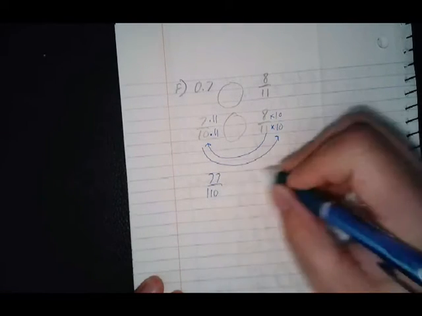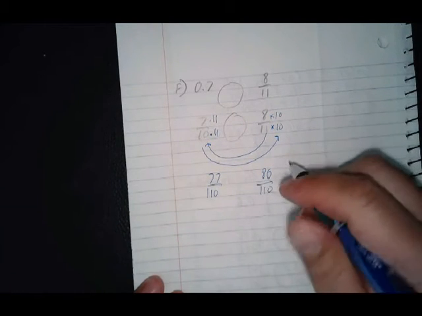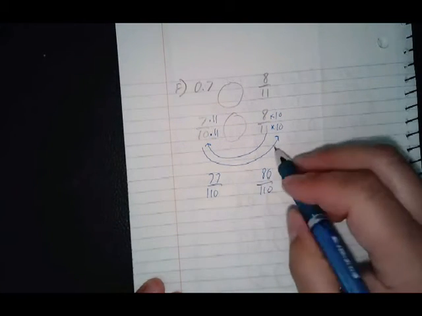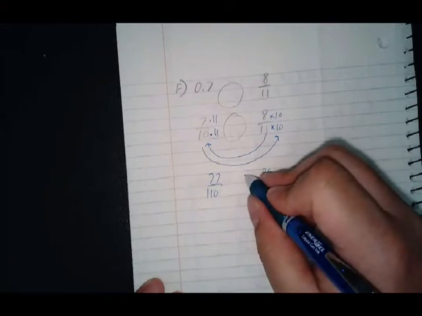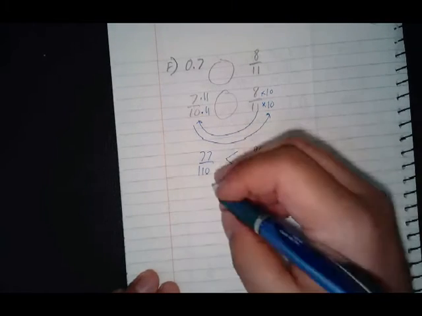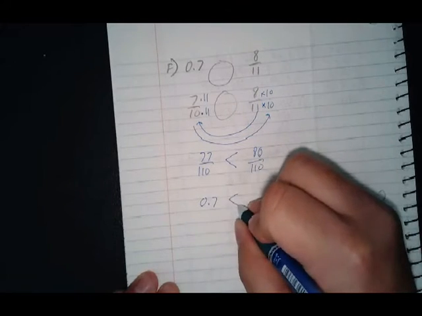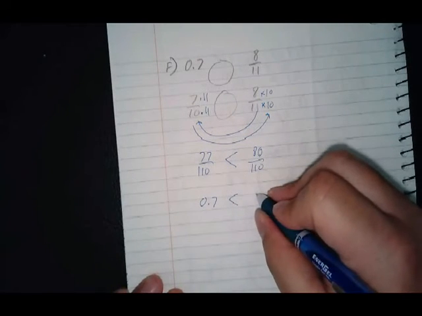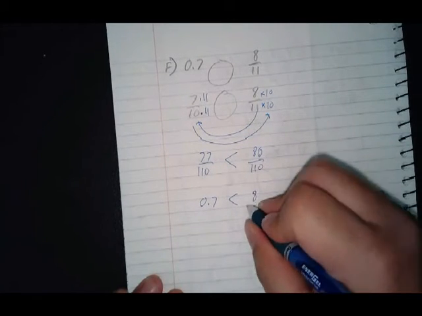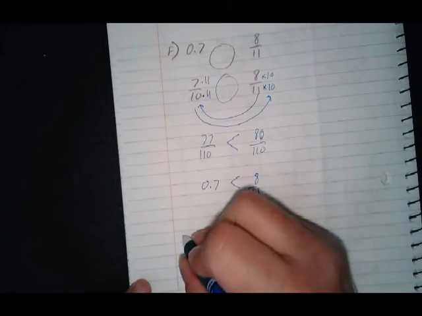77/110, because I know my times tables. 80/110. All right, I can see that 80 is more than 77. There's your answer. Now, let's just leave it at that, although technically I should write the original numbers. That means 7/10 is smaller than, or less than, 8/11. I probably should have done that with the other one, but I'll remind you again before I give you the quiz.